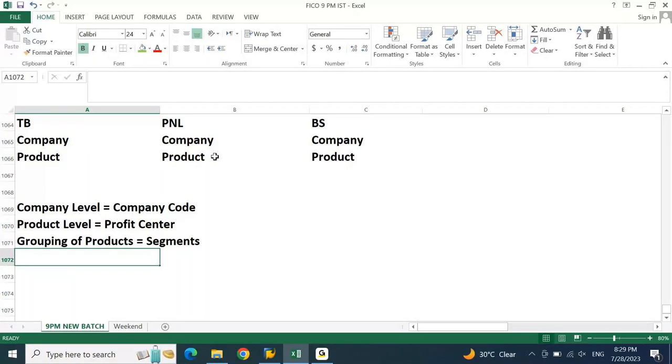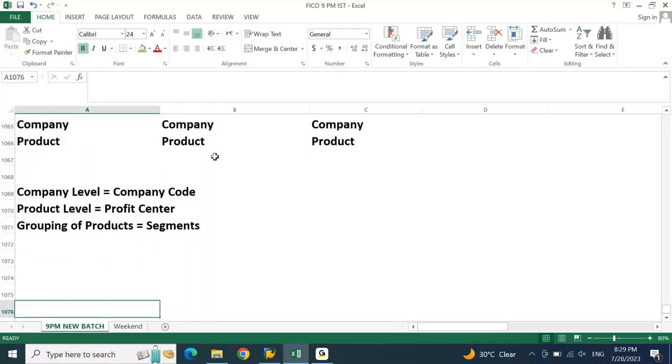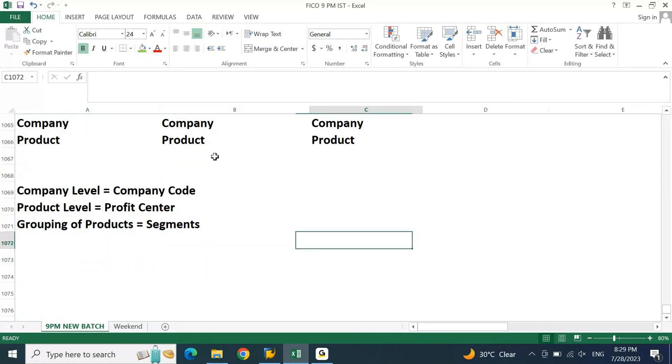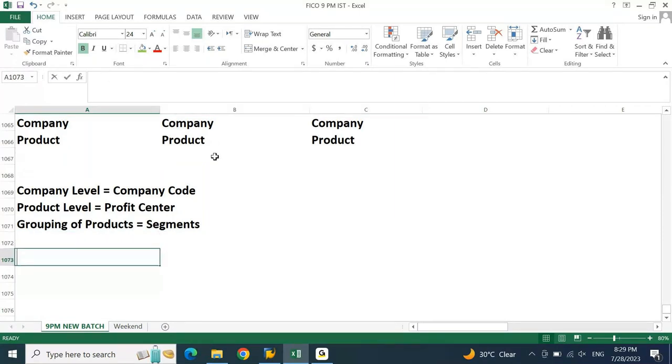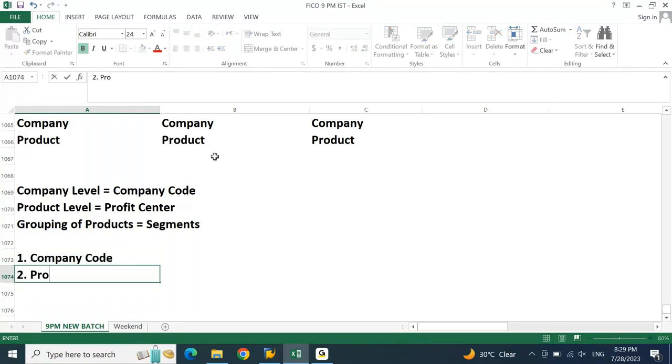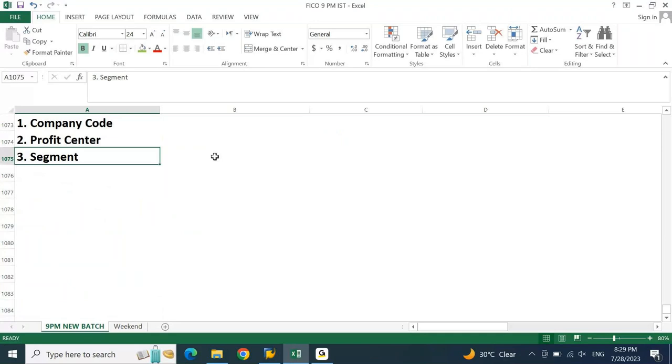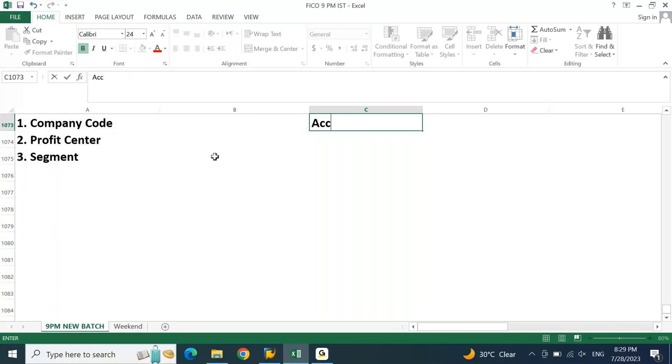Once we decide this, then your next target is to understand. Now, here we understood three points. One is company code, two is profit center, three is segment. These three points we understood. After this, what we need to understand is the accounting principles.